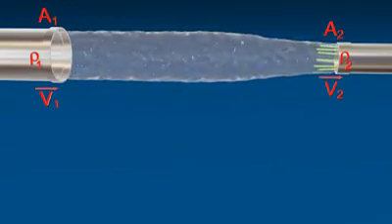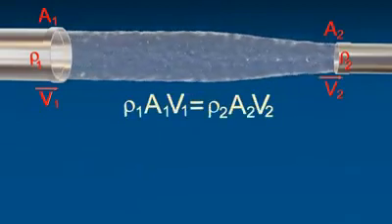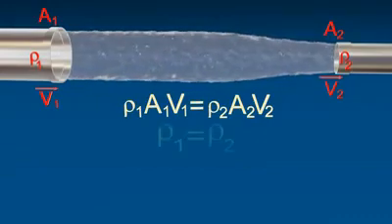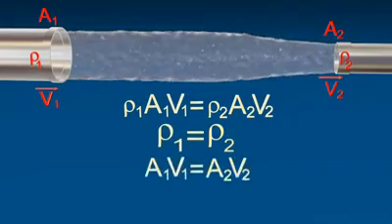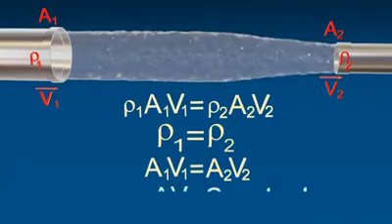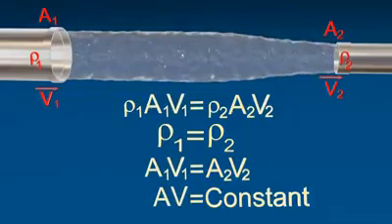Assuming there is no loss of fluid in the tube, that is for an ideal fluid, therefore, A1V1 equals A2V2, or AV equals constant. This is the equation of continuity.